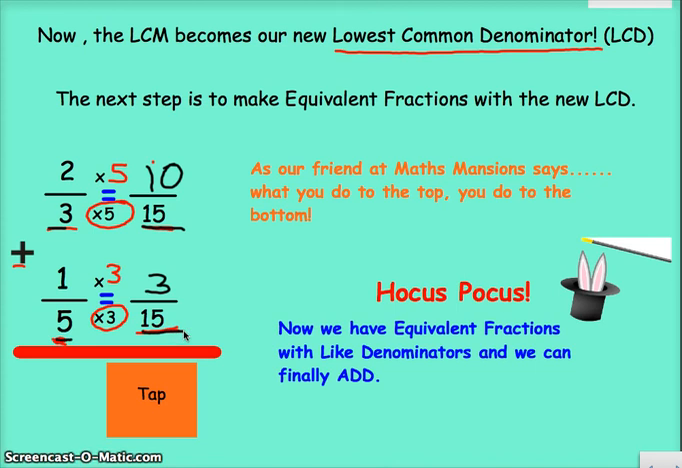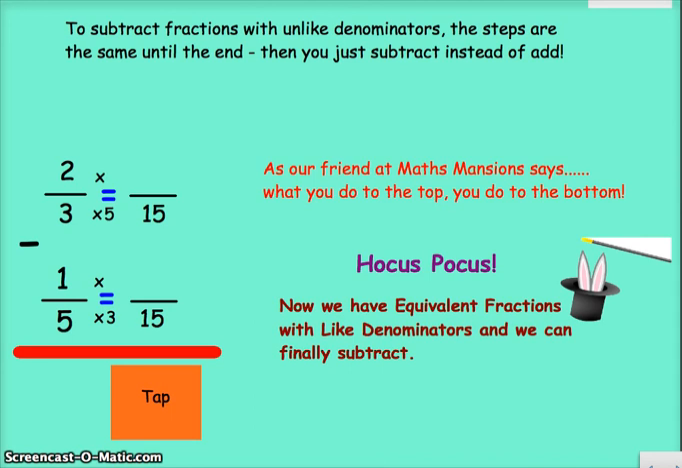You add those together, it's easy enough. 10/15ths plus 3/15ths. I have like denominators. Think for a moment about the answer. Hocus pocus. And my answer is 13/15ths. You do the same if you're subtracting that we did for addition. When you subtract with unlike denominators, the steps are exactly the same until the end, and then you just subtract instead of add.